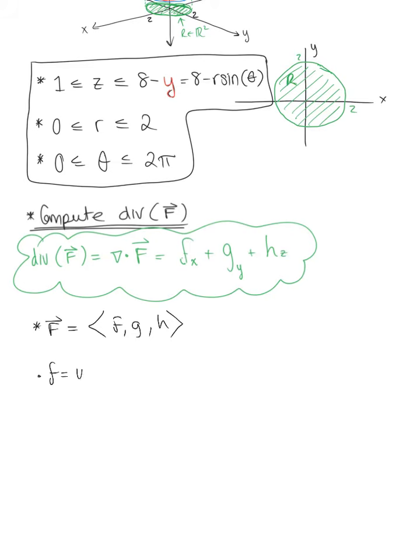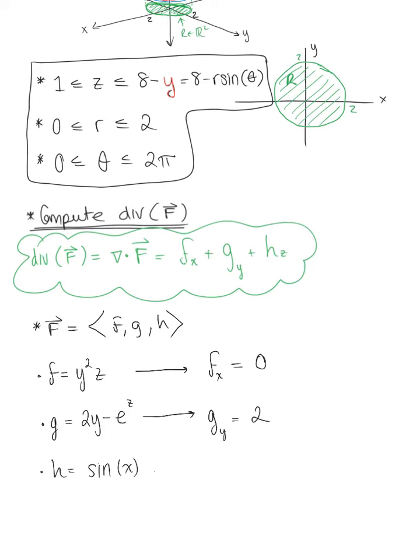So the f component is defined as y squared z. The g component is defined as 2y minus the natural exponential raised to the z. And the h component is defined as sine of x. So we have the partial derivative of f with respect to x is 0. The partial derivative of g with respect to y is 2. And the partial derivative of h with respect to z is 0. So therefore, the divergence of our vector field is 0 plus 2 plus 0, or just 2.